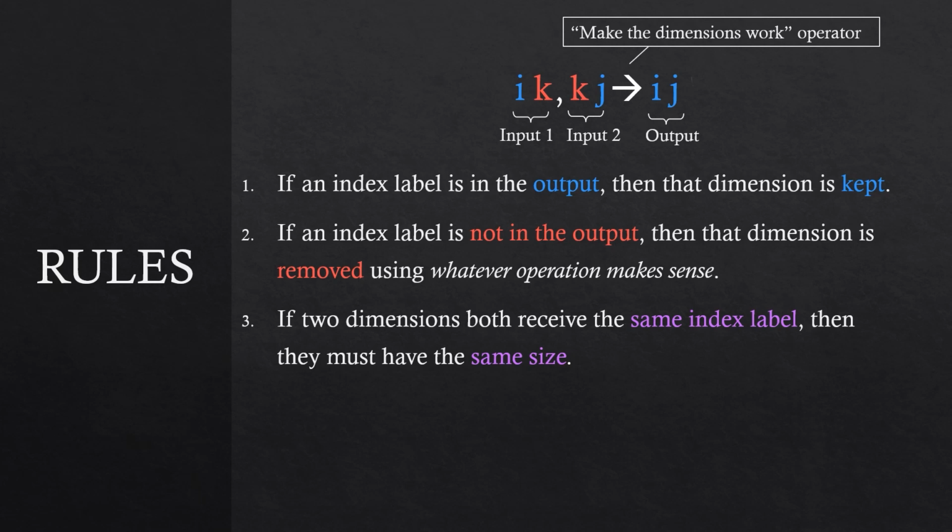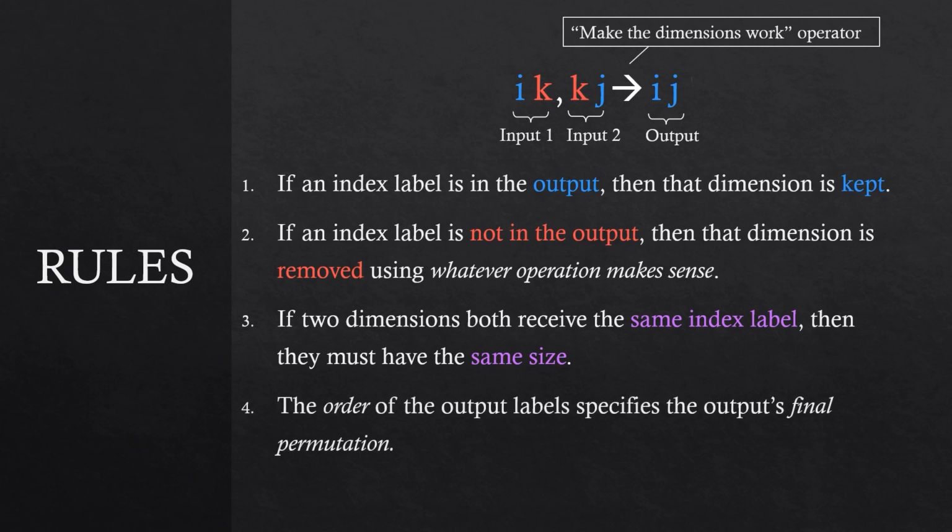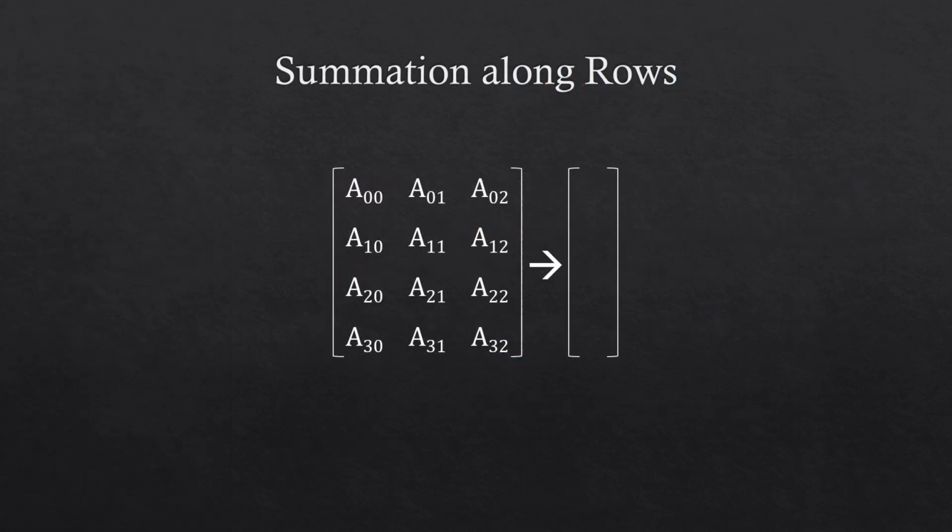And then finally, the order of the output labels is going to specify the output's final permutation. And so that's going to let us do things like transposes really easily. Now let's use our rules to look at the example of summation along rows. Basically, we're just going through each row and adding up all the elements to get the output C.